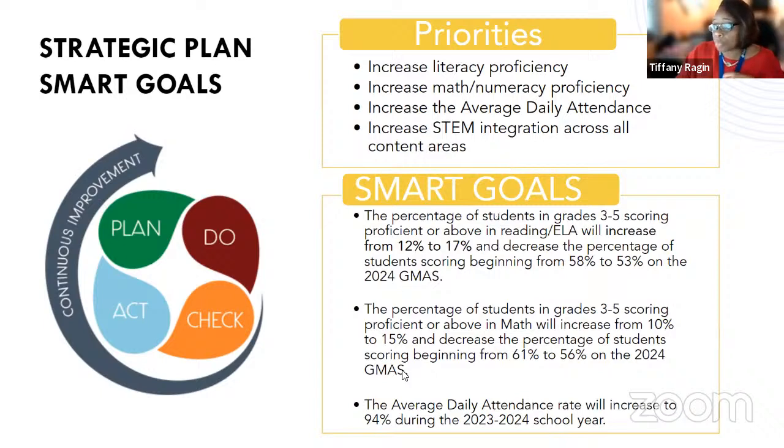So our updated SMART goals, and you'll see where we went later on in the presentation, our previous GMAS information. Our SMART goals are as follows. The percentage of students in grades 3 through 5 scoring proficient and above in reading or ELA will increase from 12 to 17%, and we will decrease the percentage of those scoring in beginning from 58 to 53. Proficiency is our standard, just for those who don't know, and we don't want to be in the red or beginning. So we want that number to go down, and that will be in all areas. In math, we want to increase from 10 to 15% and decrease the percentage of students scoring beginning from 61 to 56. These are our SMART goals for the 2024 GMAS that we'll take in the spring. And our average daily attendance rate, we want it to increase to 94%.